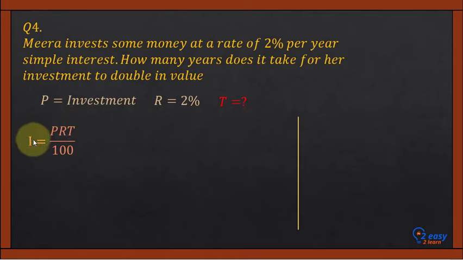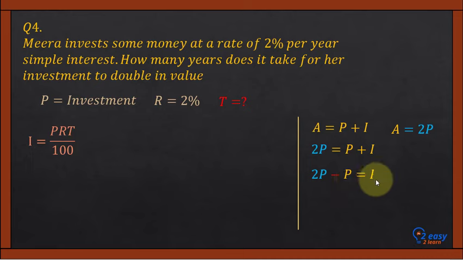First, we need to calculate the value of I. As we know that the total amount is P plus I, A is equal to P plus I. So after T years, the total amount should be doubled, meaning that A should be 2P. So we can replace this A by 2P. We can plug in the value of A in this expression. In the place of A, we can write 2P is equal to P plus I. Shift this P to the left side. So 2P minus P is equal to I, and P is equal to I.